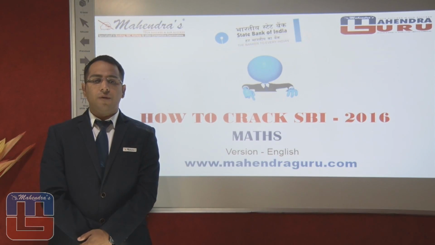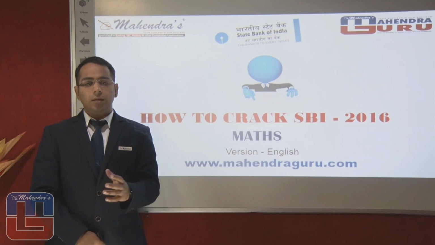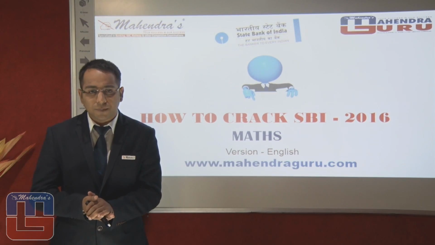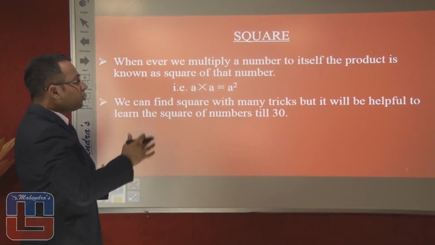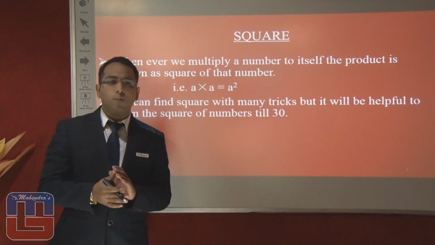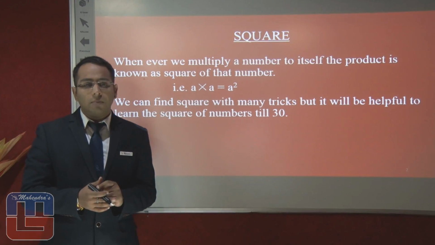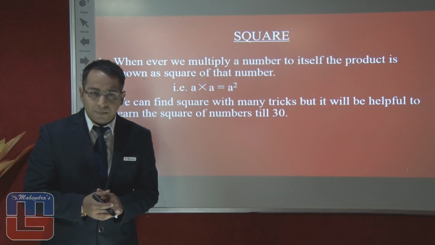Today's topic is how to crack SBI squares. In today's competition, we have many questions related to simplification, and many times those questions are related to squares. So what is a square? When we multiply a number by itself, the product we get is called the square of the number.